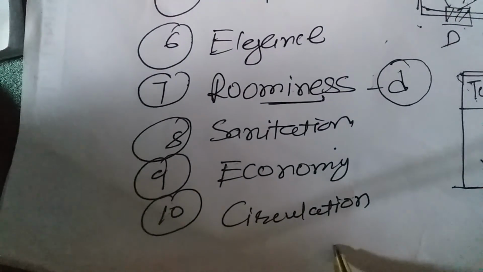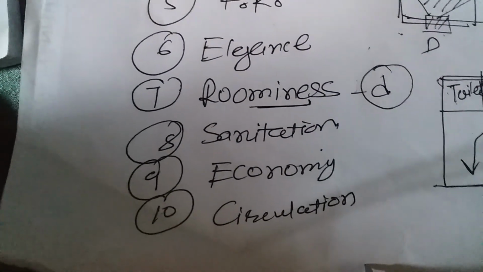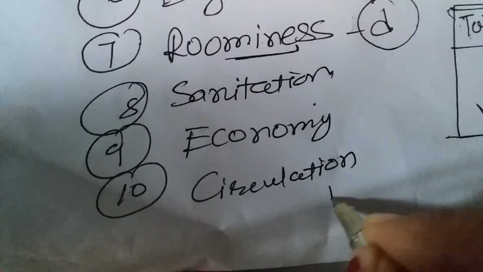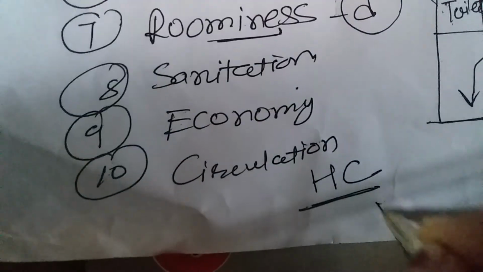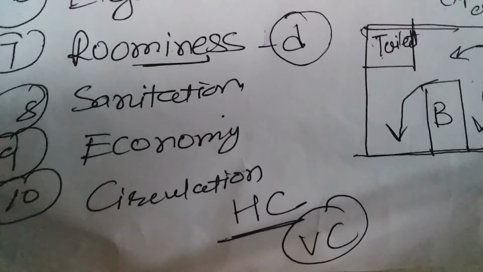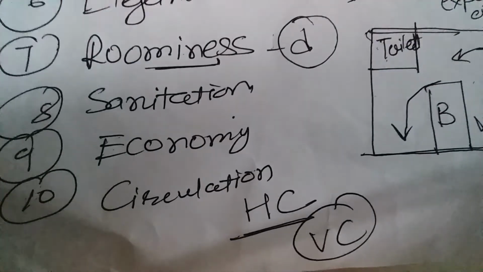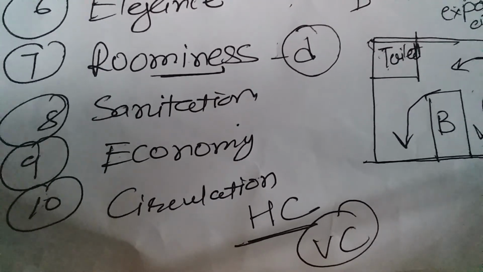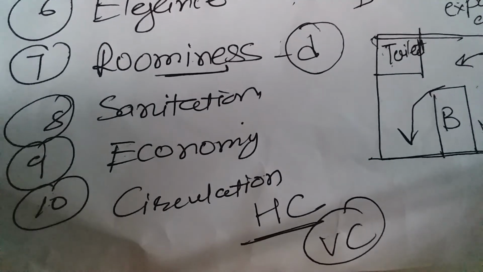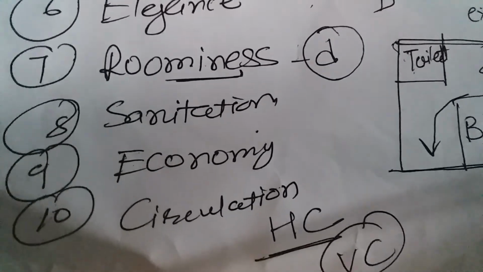Now the tenth and last principle of building planning is circulation. Generally, circulation can be divided into two types: horizontal circulation and vertical circulation. Horizontal means access to the rooms on the same floor. It is achieved by provision of passages, corridors, halls and lobbies. Vertical circulation means access to the rooms on different floors. It is achieved by the provision of stairs, staircases and electric lifts.